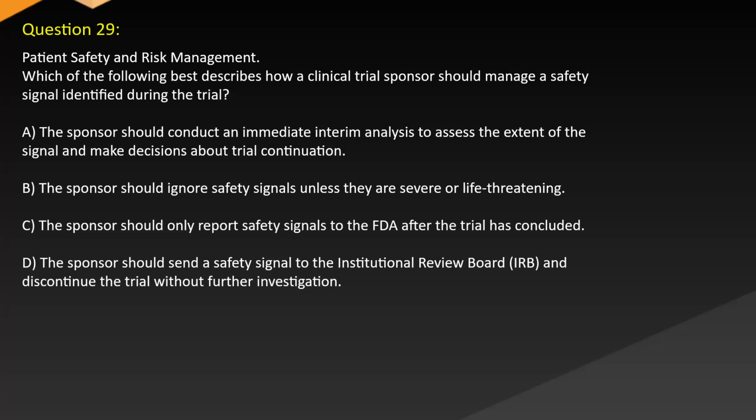Question 29. Patient safety and risk management. Which of the following best describes how a clinical trial sponsor should manage a safety signal identified during the trial? A. The sponsor should conduct an immediate interim analysis to assess the extent of the signal and make decisions about trial continuation. B. The sponsor should ignore safety signals unless they are severe or life-threatening. C. The sponsor should only report safety signals to the FDA after the trial has concluded. D. The sponsor should send a safety signal to the Institutional Review Board and discontinue the trial without further investigation.